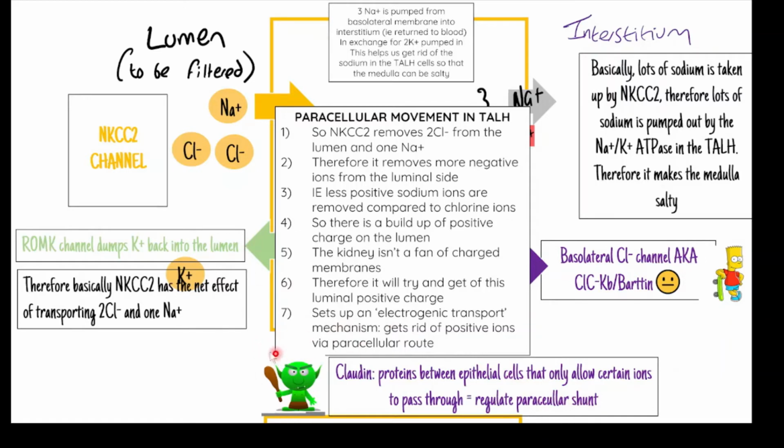So in the thick ascending limb of the loop of Henle, the angry trolls under the bridge are very specific, and they only want to let positive ions through. And those ions are calcium, Ca2+, potassium, K+, Na+, and Mg2+, magnesium. So we've basically said this NKCC2 is unfair. It takes away more negative stuff than positive stuff. And this basically leads to the kidney generating an electrogenic transport mechanism to get rid of these positive ions. And these positive ions are able to pass through the claudins, and therefore we've removed some positive charge as well.